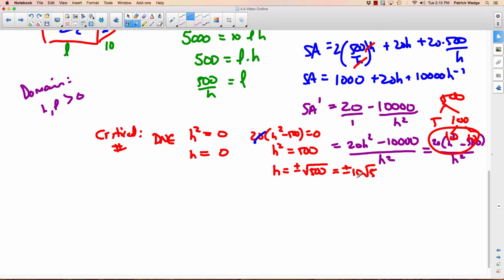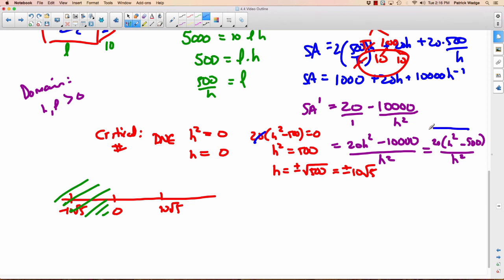Okay, so those are the numbers we need to put on our wiggle graph, except our domain has to be positive. So you don't have to worry about all these. You only have to worry about these two sections right here. Where are we going to test those ones out? We're going to test them out right here. The denominator is h squared, so you don't have to worry about it because it's just going to be positive. You don't have to worry about the 20, that's always going to be positive. So you actually only have to worry about the h squared minus 500.